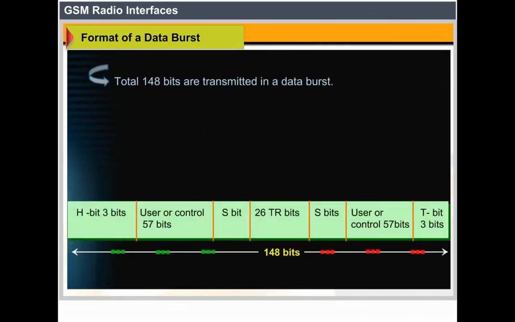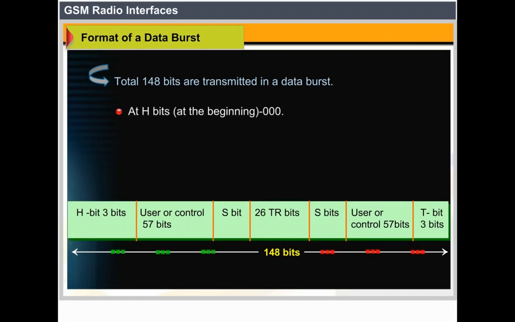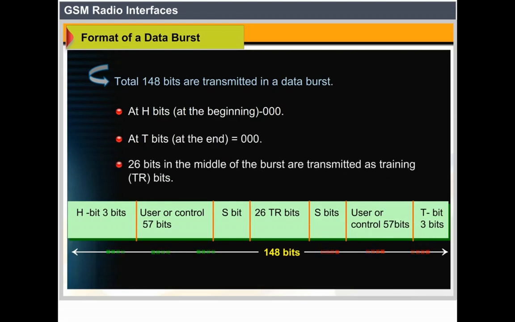Total 148 bits are transmitted in a data burst. 114 bits are user data or control data. 6 bits, 3 at the head H and 3 at the tail T, both are called tail bits TB. At H, bits at the beginning are 000. At T, bits at the end are 000. 26 bits in the middle of the burst are transmitted as training TR bits.